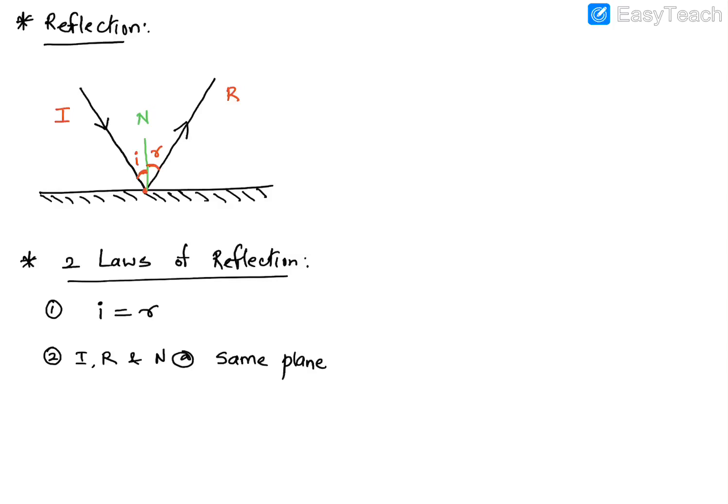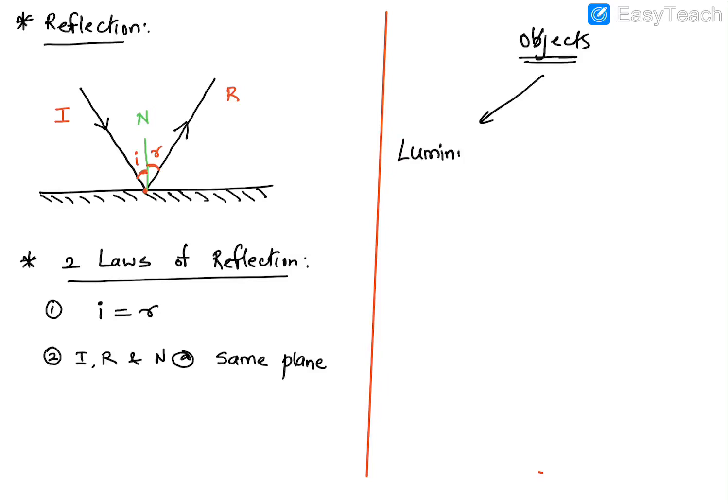Okay. Now next thing, when are you able to view any object? So when can you view any object? If the light rays from that object are reflected back into your eyes or they just enter into your eye, then only you'll be able to see that object. Now there are two types of objects. So there are some objects which are luminous and the ones that are non-luminous. Now what do you mean by luminous objects? Luminous objects are those which are able to emit their own light.